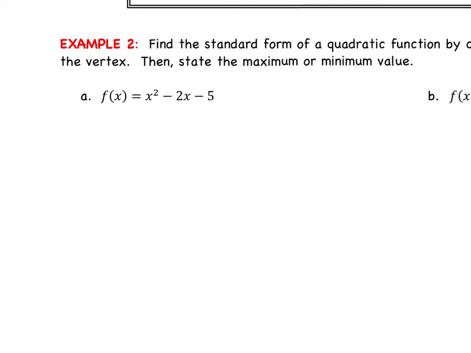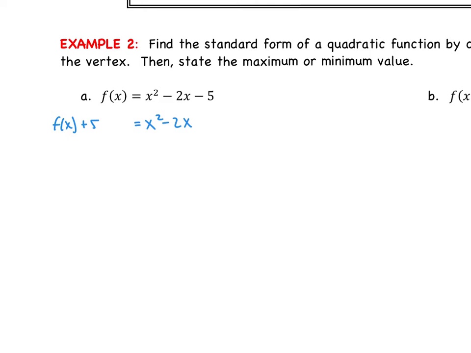We've already reviewed completing the square. The first thing we did is we kept x on one side and we moved everything else to the other side. So I want x squared and this x on the same side. This 5 that I don't need, I'm going to move it on over. So if I do that, I get f of x plus 5 equals x squared minus 2x.